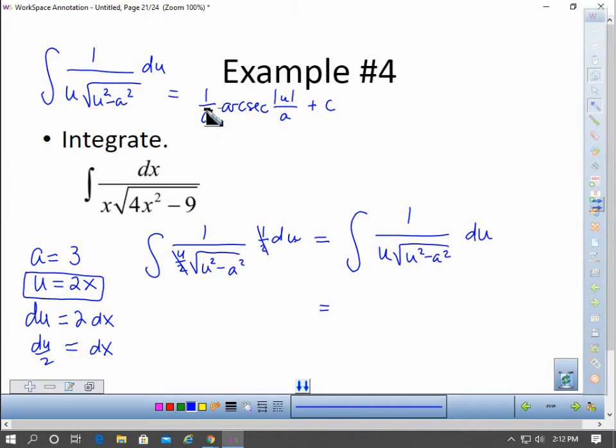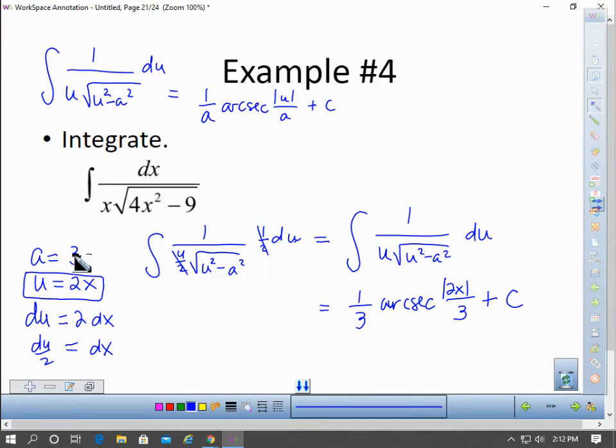All right, so my antiderivative is going to be 1 over my a, which my a is 3, and then arcsecant, and then I've got my absolute value of u, which u is my 2x, over my a, which is 3, and then add the c.